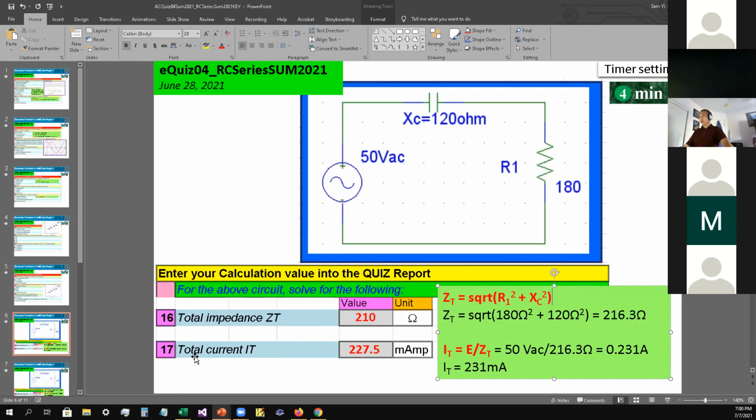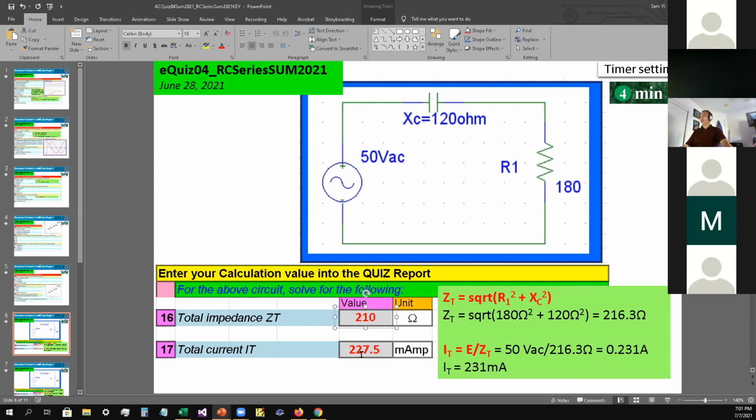The next one is number 17, total current IT. IT equals E divided by ZT. So E would be 50 VAC divided by 216.3 ohms. So the answer equals 0.231 amps, or 231 milliamps. I tried to keep all the original numbers, all the place values, so this one is more accurate, but usually it is based on the rounded-off number.